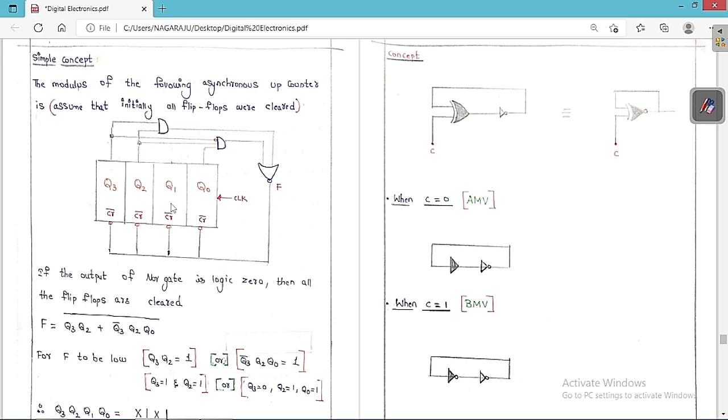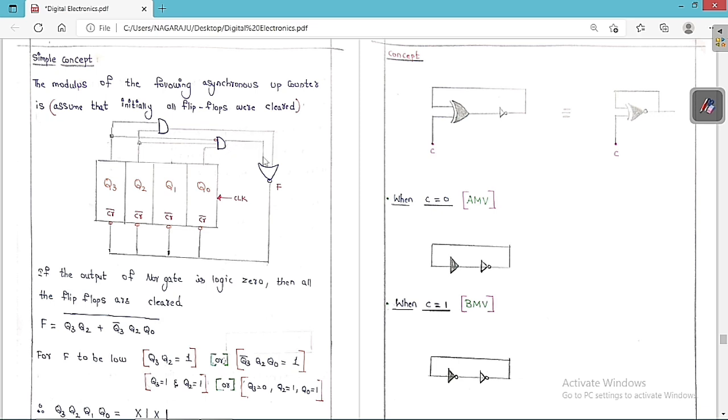So this is the circuit they have given in this question, and based on this we need to figure it out. This is a 4-bit up counter, since 4 flip-flops means 4 bits. Taking the outputs, this is Q3 into Q2. This is Q2 into Q0 bar, so this is Q2 bar into Q0. If you see clearly, the output of this AND gate is nothing but Q3 into Q2, whereas the output of the other AND gate is Q3 bar into Q2 into Q0.